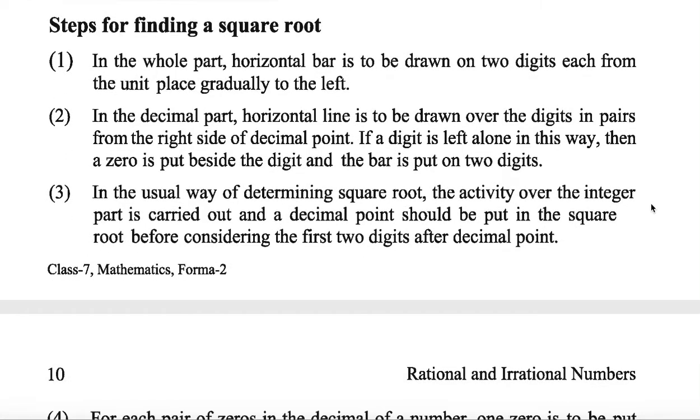Now let's see the steps for finding square root. In whole part, horizontal bar is to be drawn on 2 digits each from the unit place gradually to the left, as usual we did in the last session. In the decimal part, horizontal line is to be drawn over the digits in pairs from the right side of the decimal point. If a digit is left alone in this way, then a 0 is put beside the digit and the bar is put on the 2 digits.